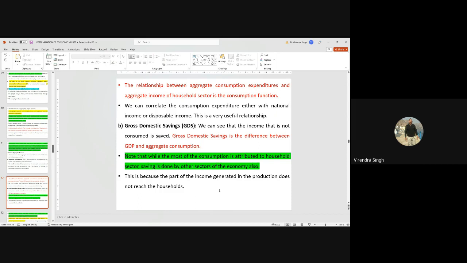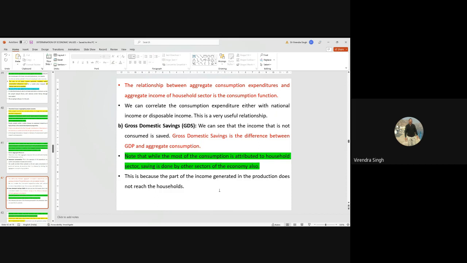National income and disposable income. Disposable income is whatever is left after meeting all liabilities of the individuals, the amount available for disposing on goods and services. So this is a very useful relationship, but it is used for aggregates actually.